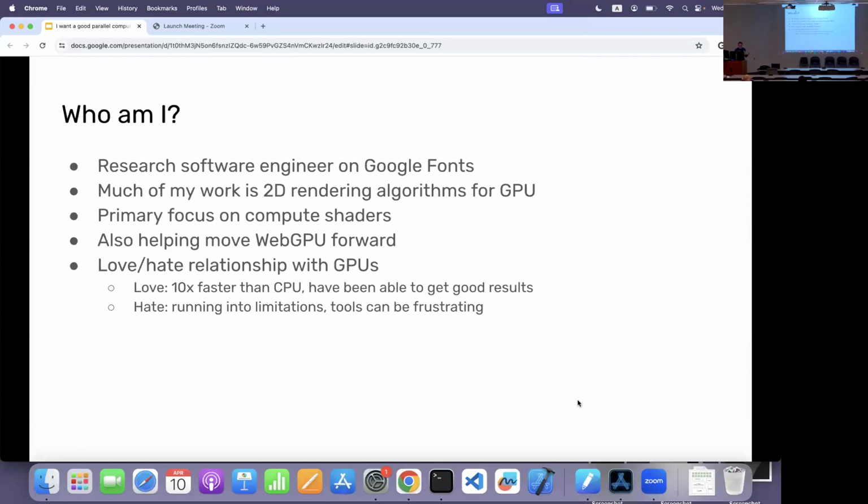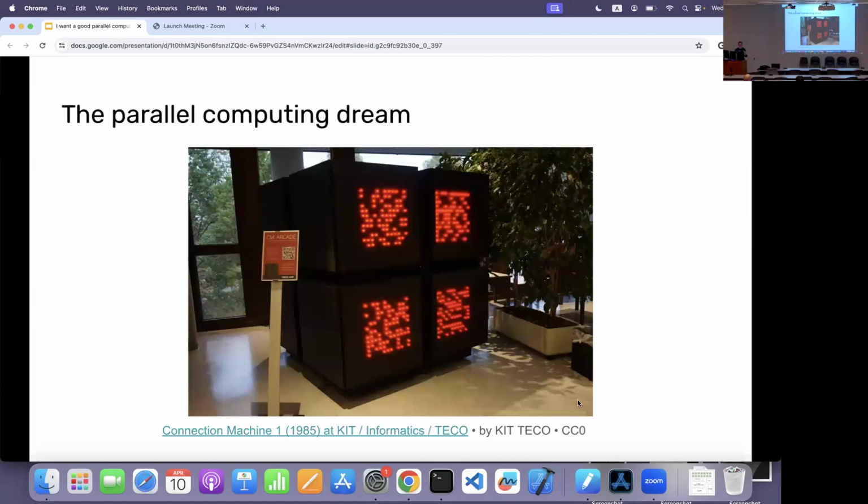On the other hand, I have been becoming painfully aware of the limitations of GPUs and frustrated by the current state of tools, programming languages, debuggers, et cetera, et cetera. And so this talk is about a vision of how we could do better than GPUs today.